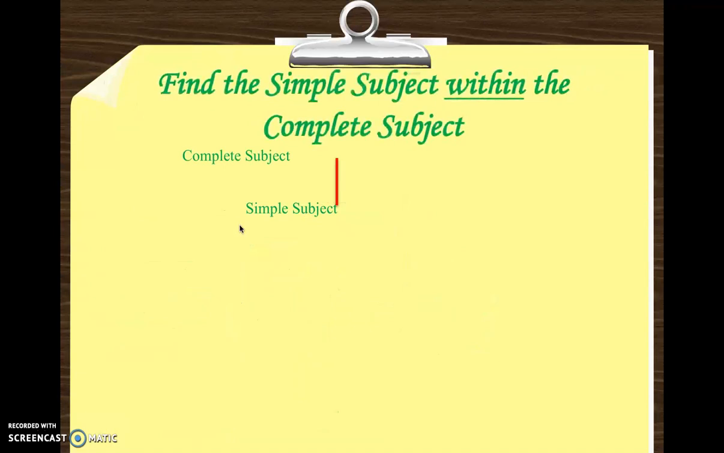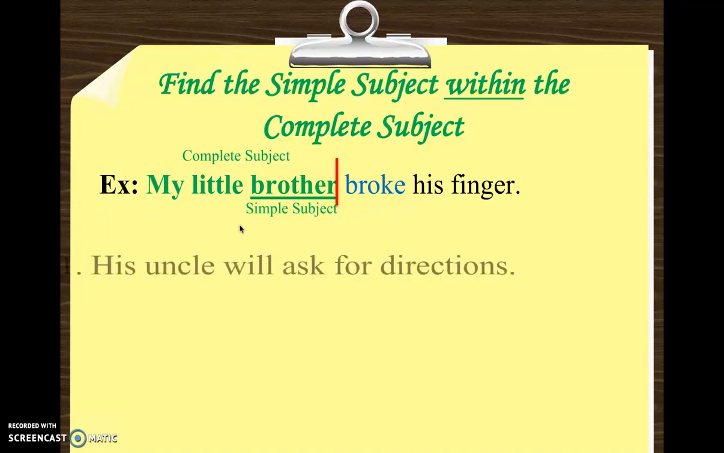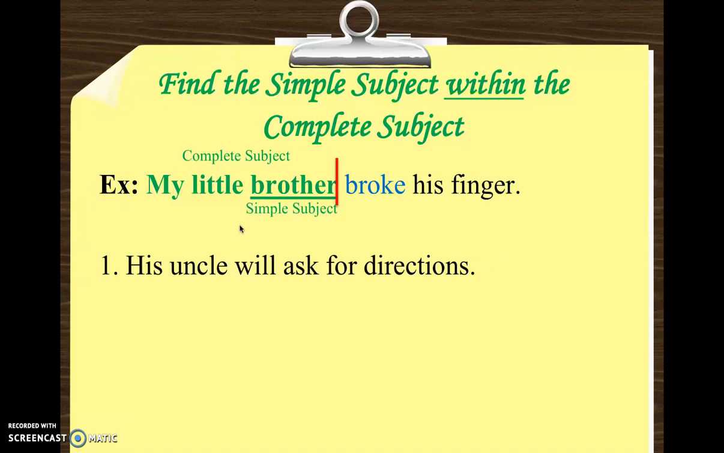In terms of finding the simple subject within the complete subject, there we go. My little brother broke his finger. Simple subject being brother. Let's look at this one. His uncle will ask for directions. So one way we can approach this is we could find the verb first. We've got will ask, we've got a helping verb and a main verb. And then, so we can draw our line right there.